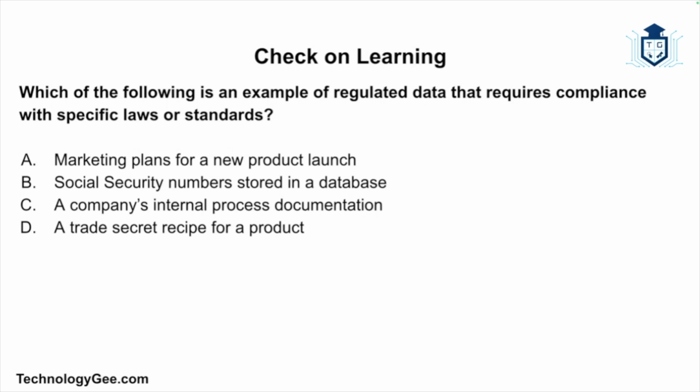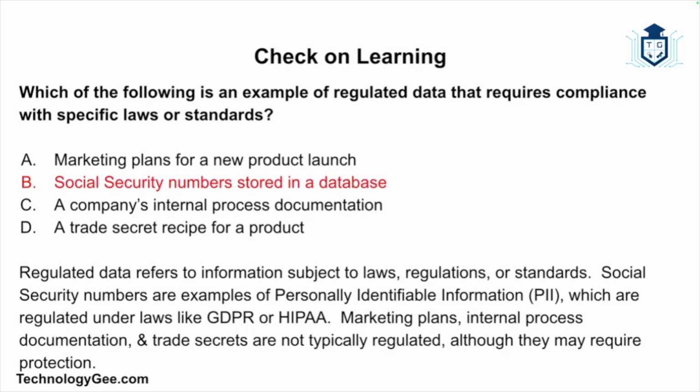So the first question is, which of the following is an example of regulated data that requires compliance with specific laws or standards? Would it be marketing plans for a new product launch? Would it be social security numbers that are stored in a database? Would it be a company's internal process documentation? Or would it be a trade secret recipe for a product? And the correct answer would be social security numbers that are stored in a database.